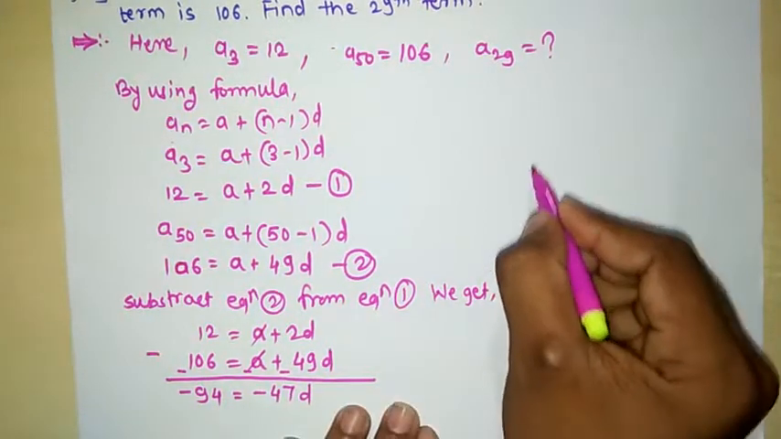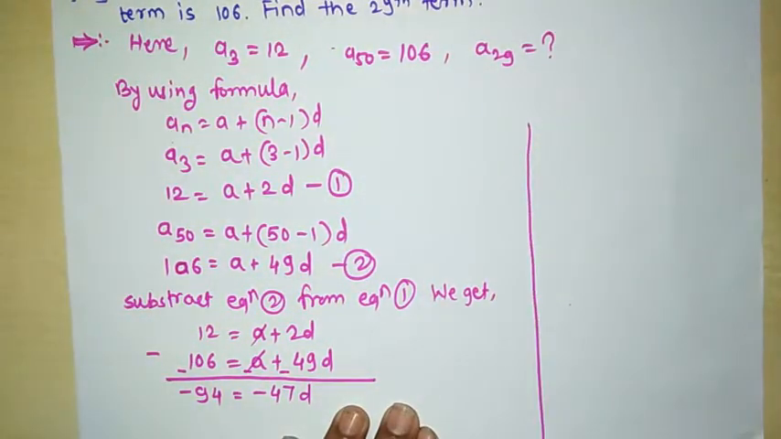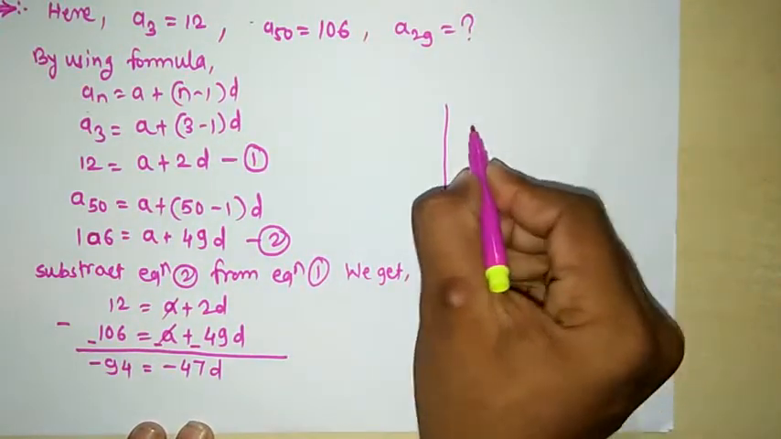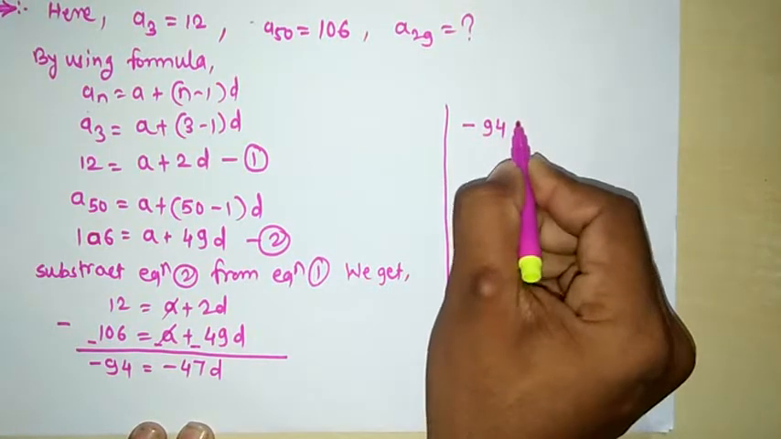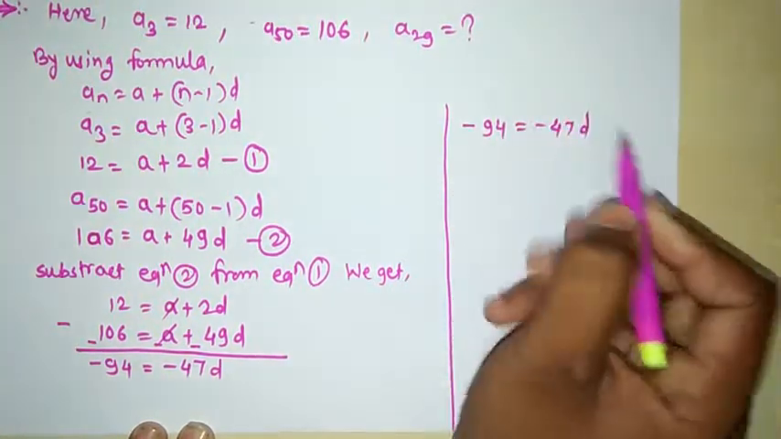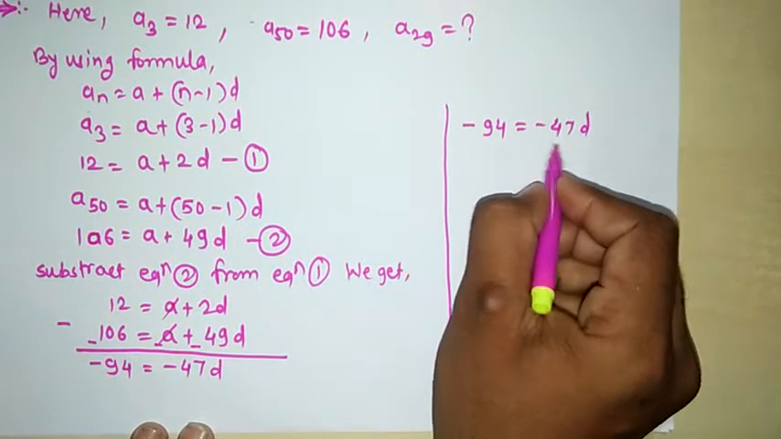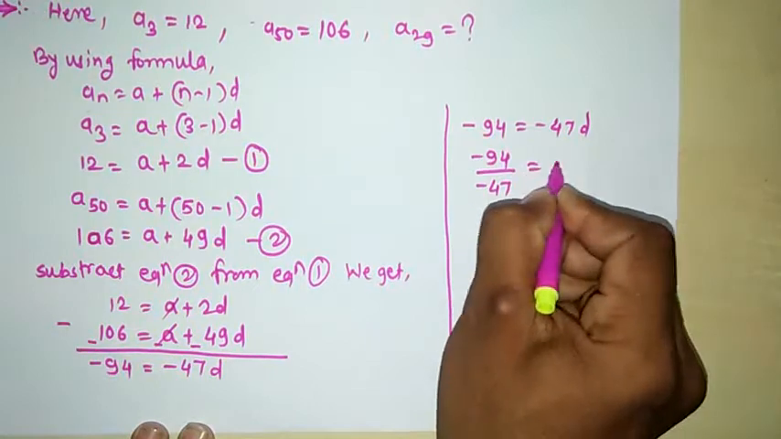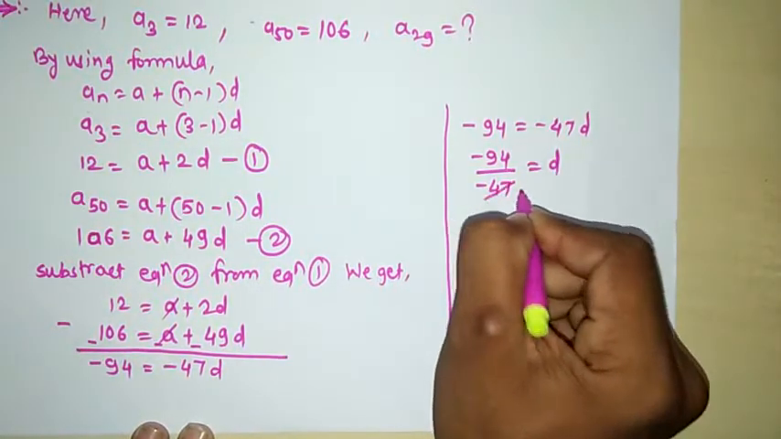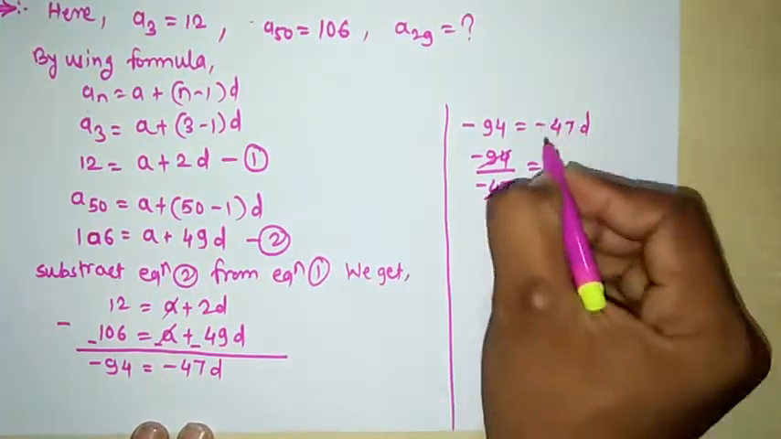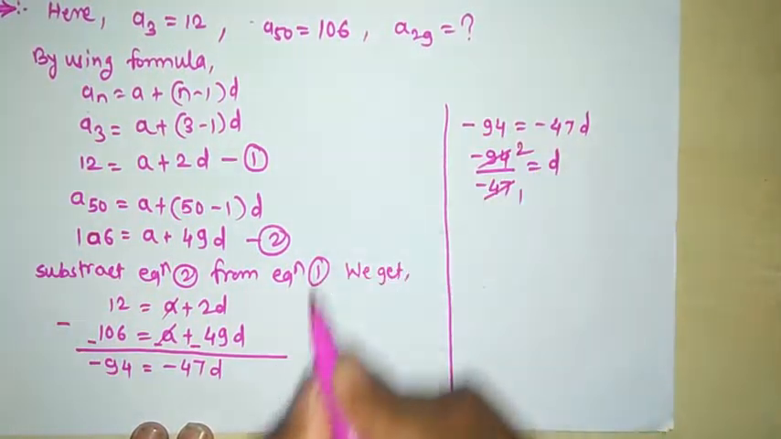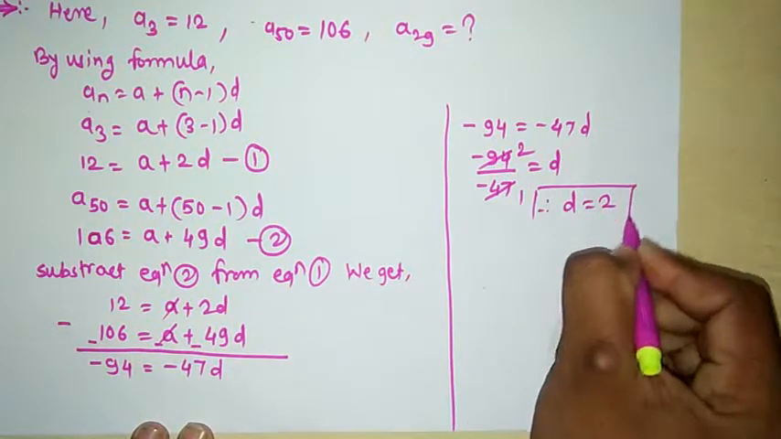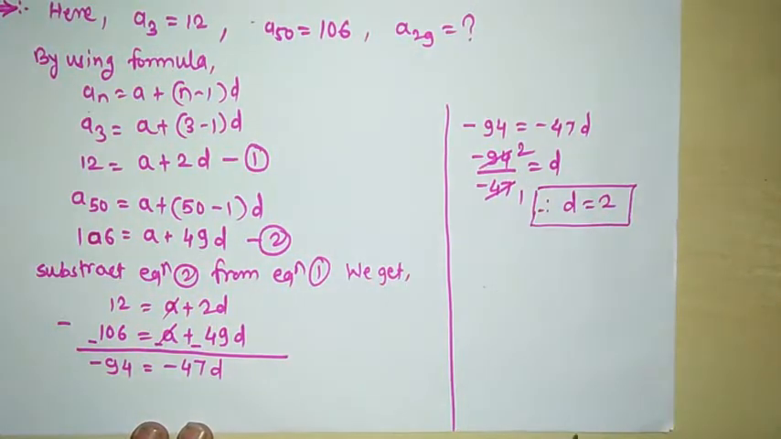Therefore, we got minus 94 is equal to minus 47d. Now send minus 47 to the left-hand side, it becomes minus 94 divided by minus 47, which is equal to d. 47 ones are 47, 47 twos are 94. Therefore, we got d is equal to 2.